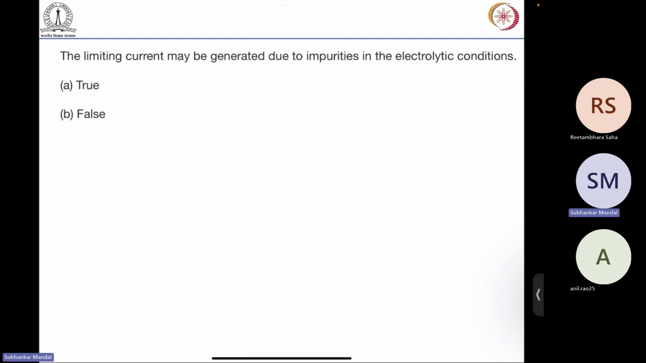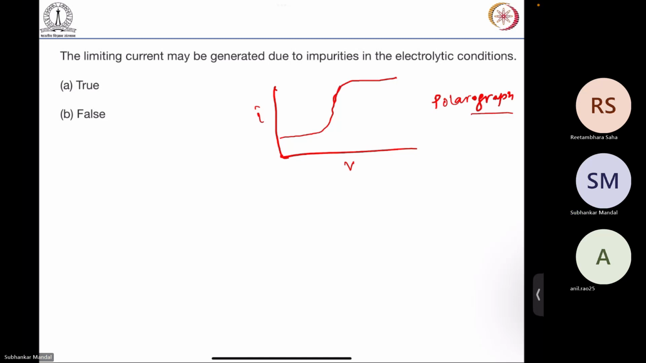I can discuss a little bit on what limiting current is. If you plot I versus V, sweeping the potential like this, you will get a curve like this. This is the polarograph. This current is coming due to diffusion.